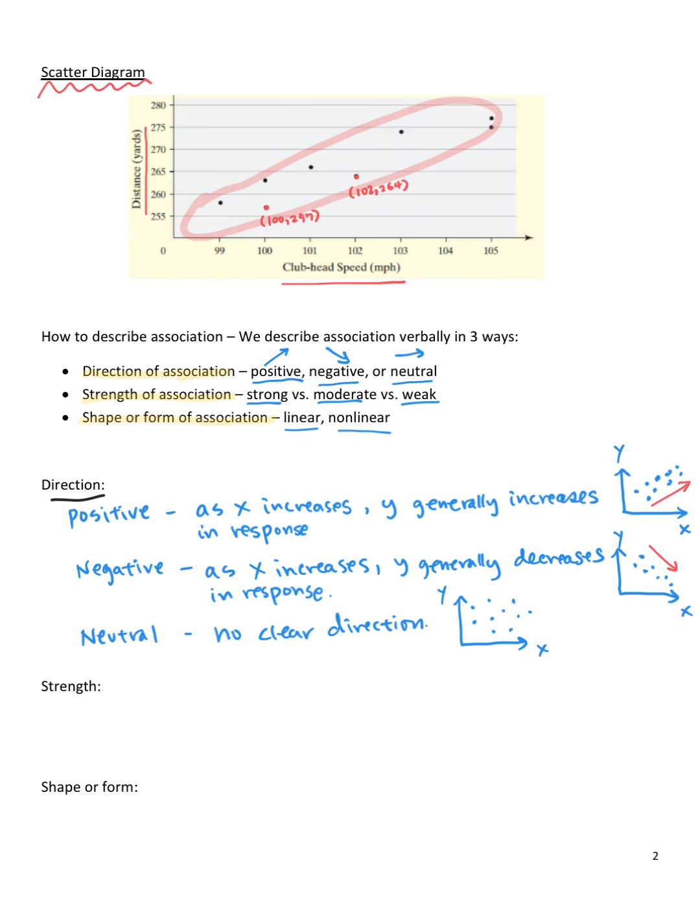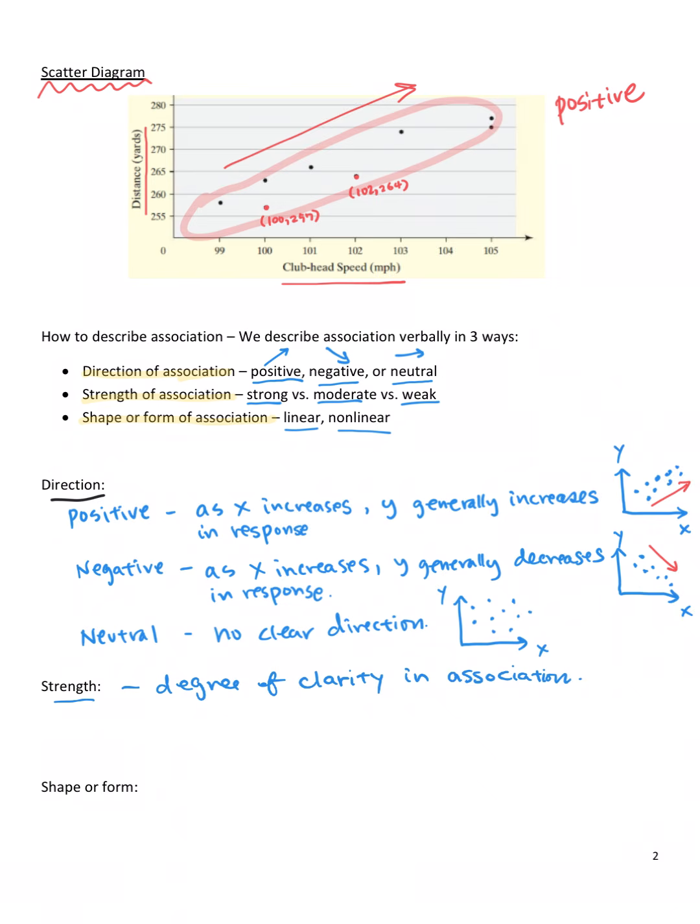Now let's go back to the scatter diagram of distance versus club head speed really quick. It appears that club head speed is positively associated with the distance. It's going up, so the direction is pretty clear. So it's a positive association. Now, when it comes to the strength of the association, we're talking about essentially the degree of clarity in the association.